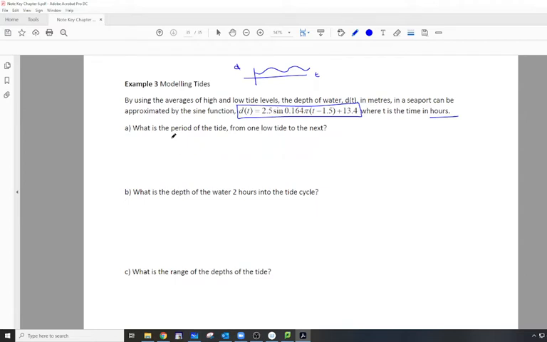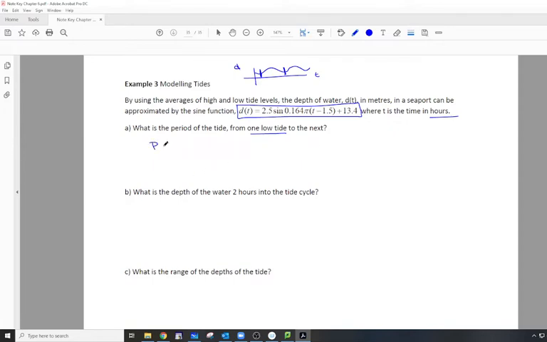So this first one says, what is the period of the tide? In other words, what is the time for it to get from one low tide to the next low tide? Okay, that would be one period. So we're looking from where it has one low tide to another low tide.